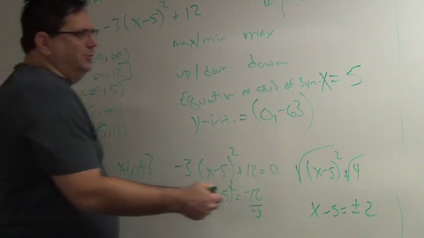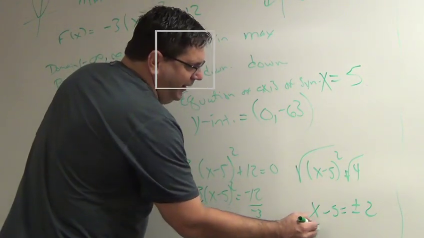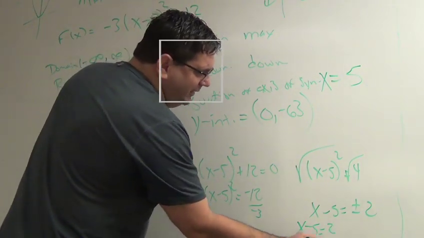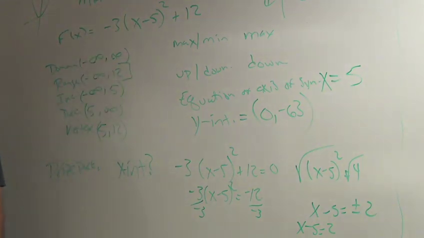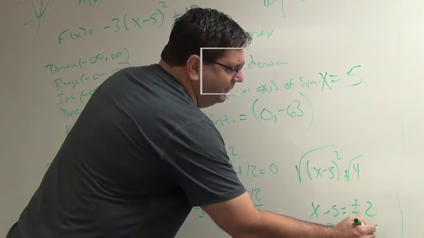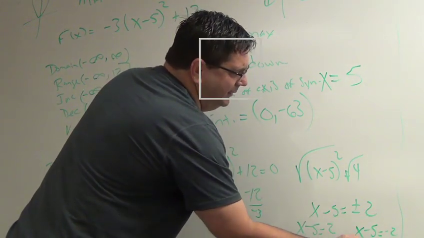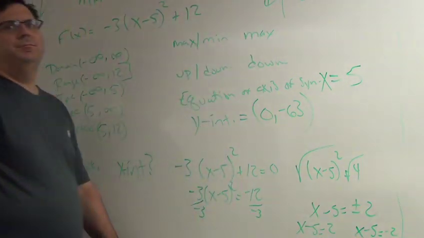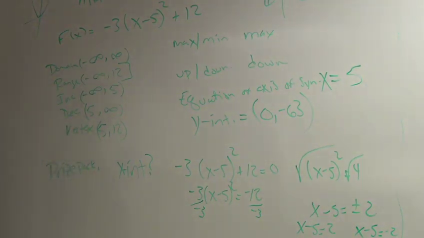So you get x minus 5 equals 2. That does give you the 7 that you speak of. But then you get x minus 5 equals -2. And that gives you x equals 3. And that's different. That's different. All right.